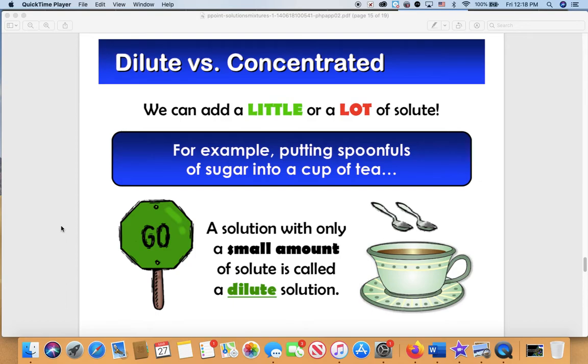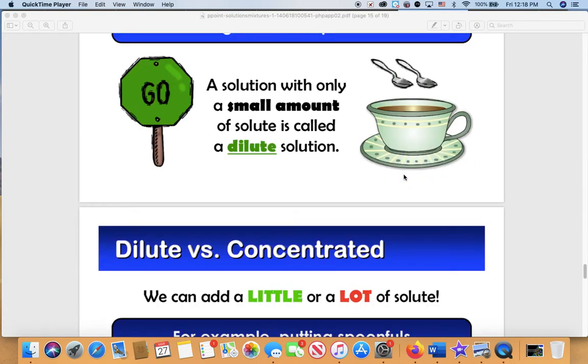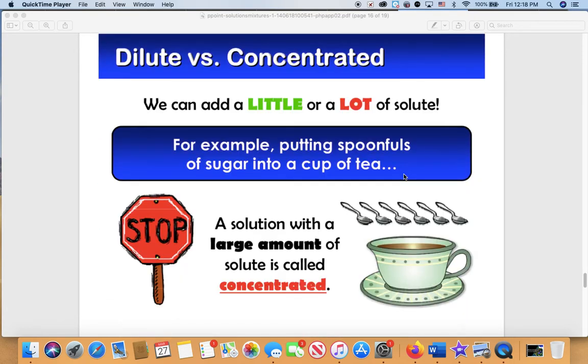And we call a solution that has a small amount of a solute, if you don't like a lot of sugar in your tea, a dilute solution. So this tea is very diluted. My mom used to make Kool-Aid when I was a kid, and she would put like a quarter of the sugar you're supposed to put in it. It tasted terrible.